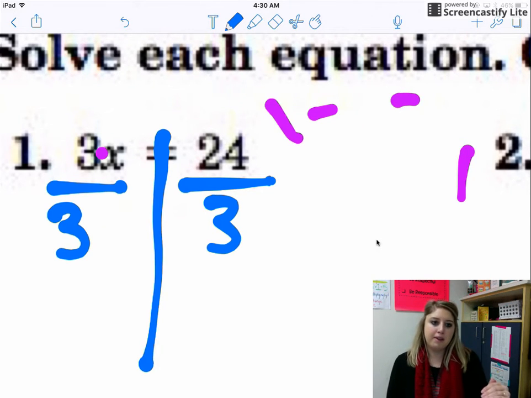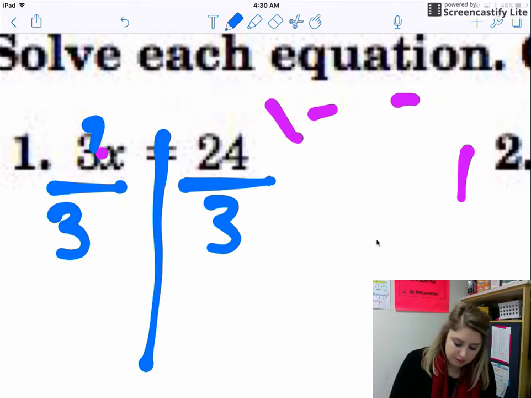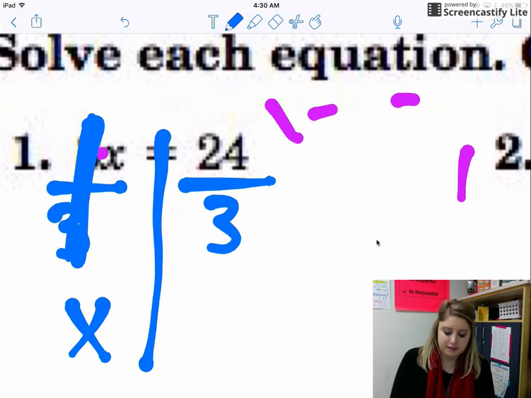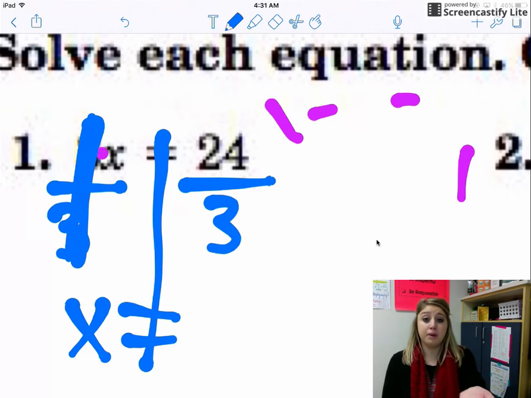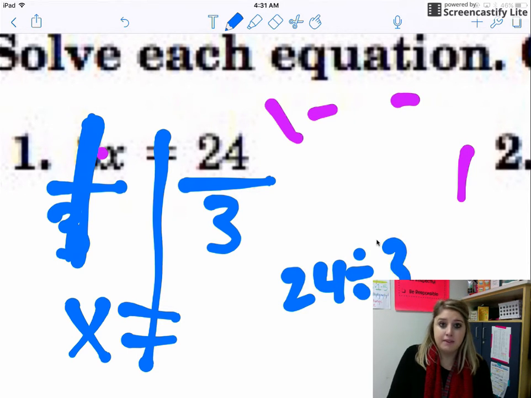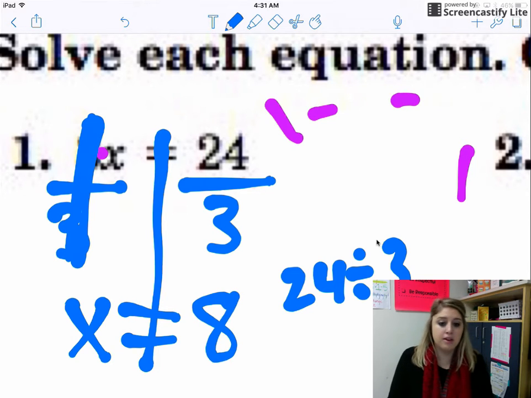So 3 divided by 3 on the left-hand side would make 1. So this would all cross off. And I would be left with x equals whatever 24 divided by 3 is. 24 divided by 3 is 8. You can have 8 groups of 3. So that would be my solution.